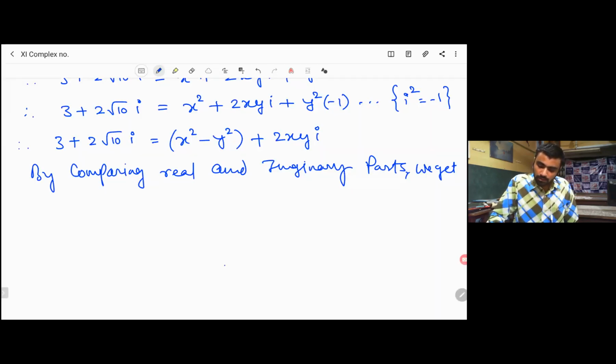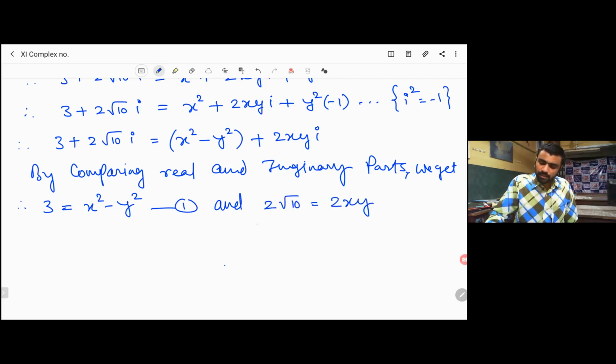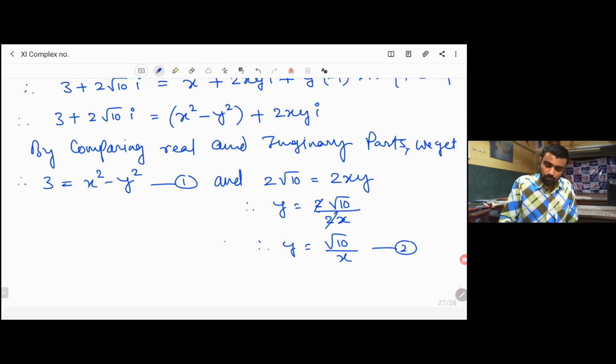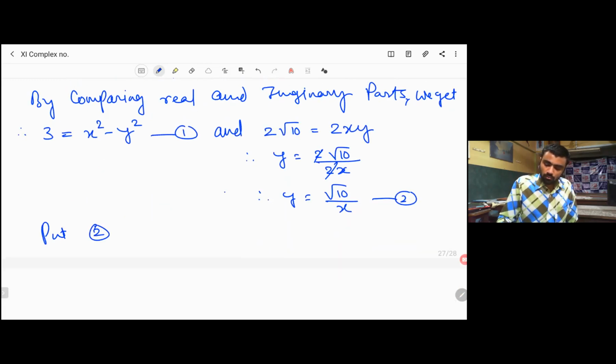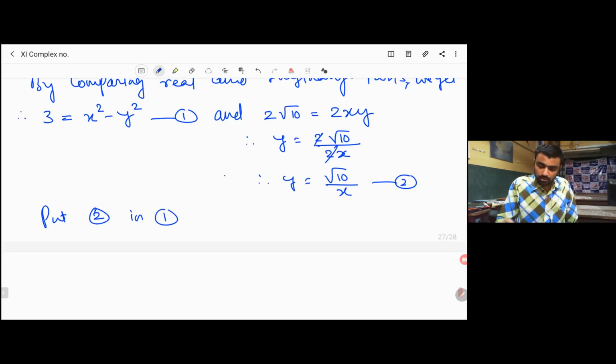And importantly, next if we compare the imaginary part, what will we get? 2 root 10 is equals to 2xy. Therefore from this you can generate the value of y, so it becomes 2 root 10 upon 2x. This 2 will be cancelled, therefore y is equals to root 10 upon x. Consider this as number 2, and now put 2 in 1. Substitute this value of y in the first equation.